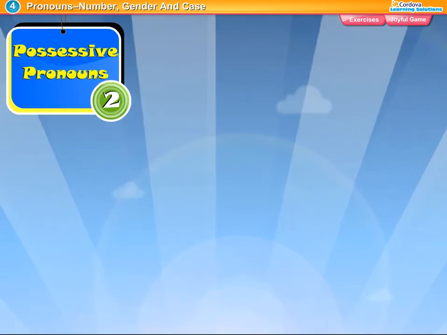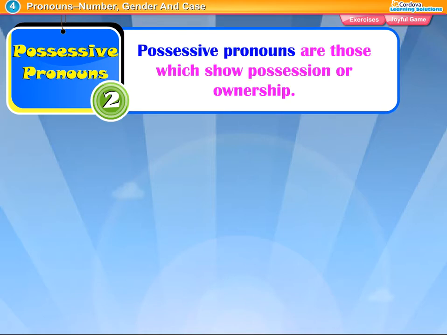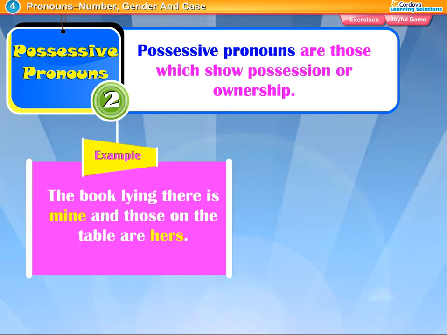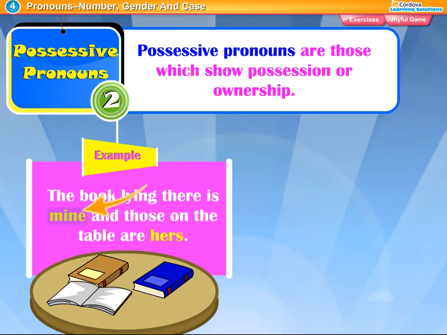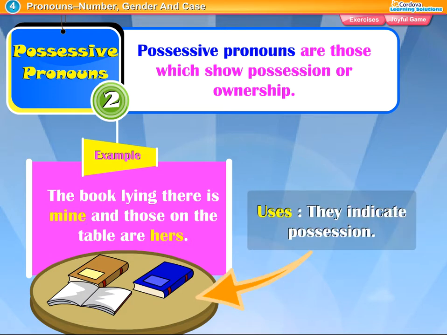Possessive pronouns. Possessive pronouns are those which show possession or ownership. Example: the book lying here is mine, and those on the table are hers. Here, mine and hers indicate possession, hence they are possessive pronouns. Uses: they indicate possession.